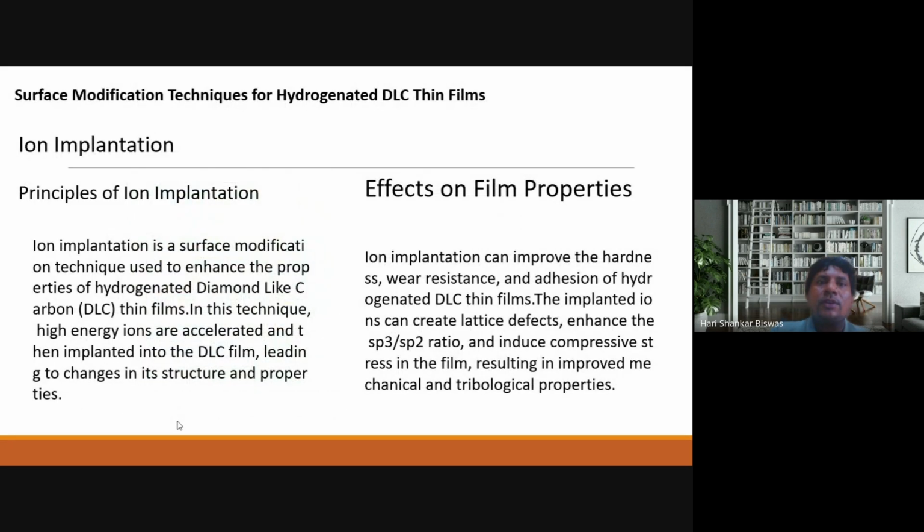So for surface modification of hydrogenated diamond-like carbon, there may be various ways. The properties of the surface may change by ion implantation, plasma treatment, or protein immobilization. In the various techniques we use to modify the surface, the properties always change.